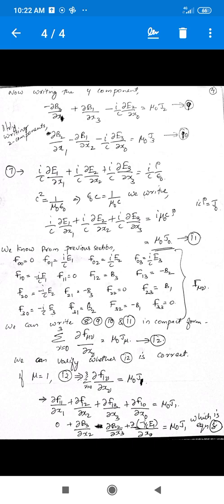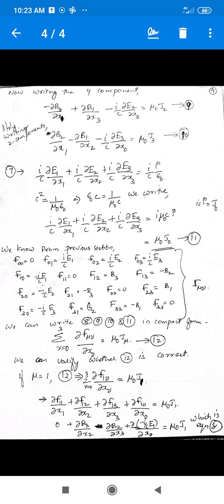Mu is equal to 1 we put, and then sigma nu 0 to 3 dou F1 nu by dou X nu will be mu 0 J1. So substituting all the values of 0 to 3 for nu: dou F11 by dou X1, dou F12 by dou X2, dou F13 by dou X3 plus dou F10 by dou X0, which is mu 0 J1. We can see that F11 is 0.